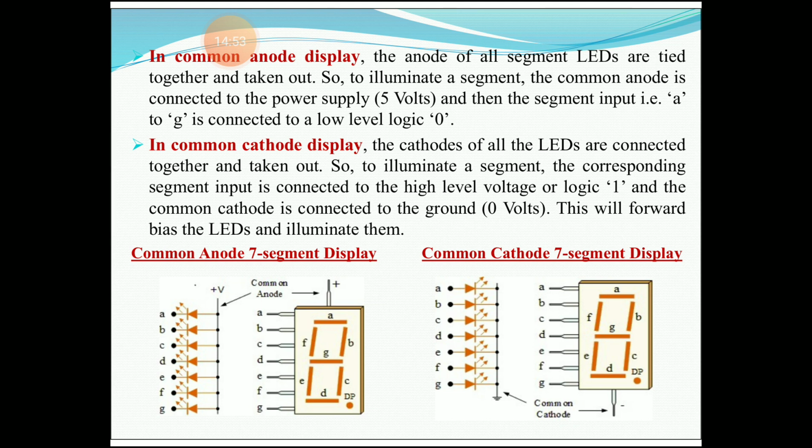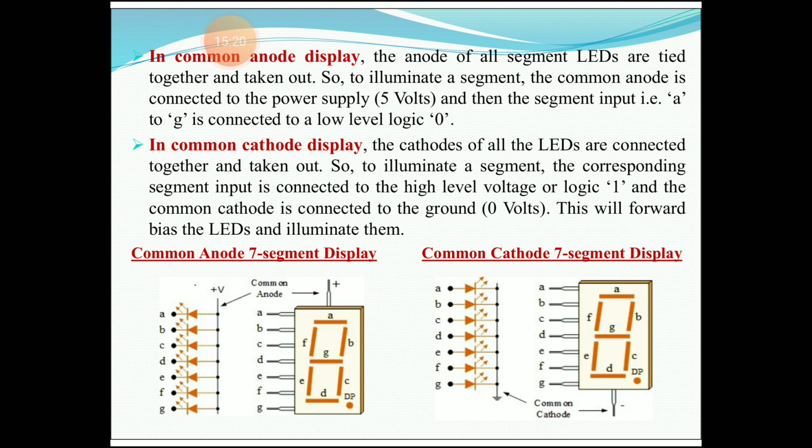In common cathode display, the cathodes of all LEDs are connected together and taken out. To illuminate a segment, the corresponding segment input is connected to high level voltage or logic 1, and the common cathode of all segments is connected to ground or 0 volts. This will forward bias the LED and illuminate it.